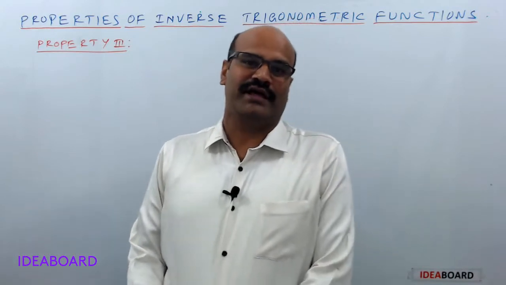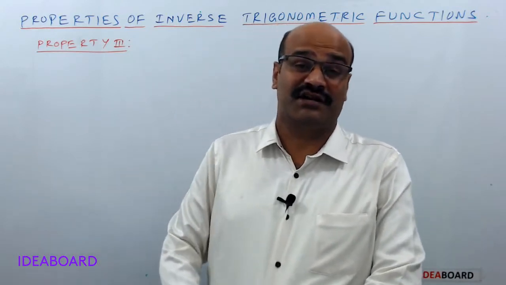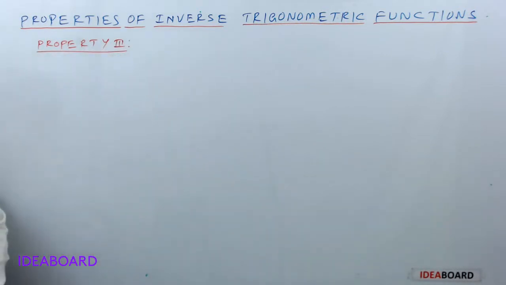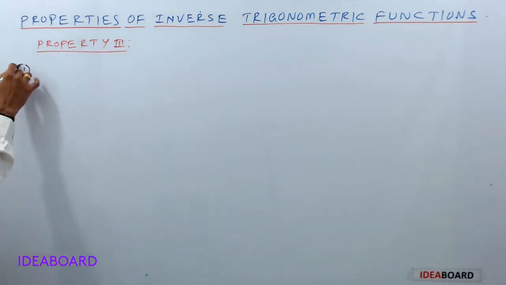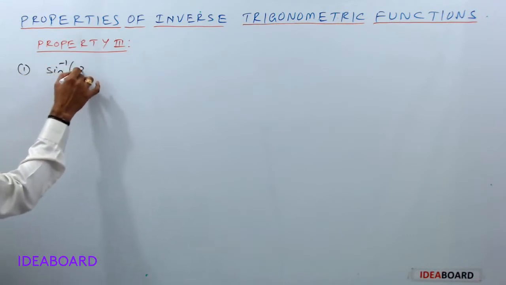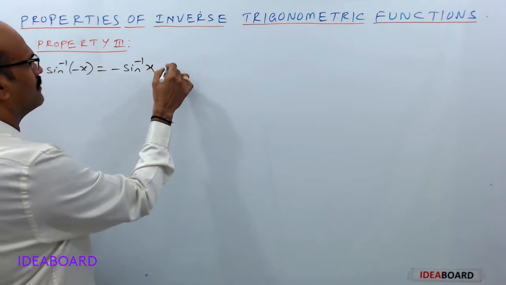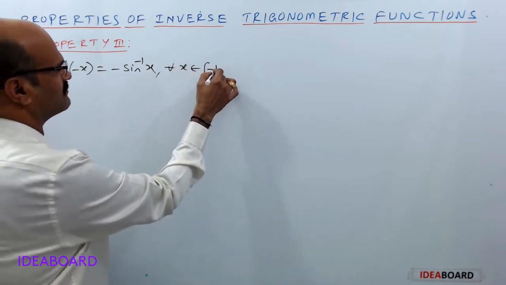Hi students, today I am explaining the properties of inverse trigonometric functions. Property 3. First, sin inverse of minus x equal to minus sin inverse of x for all x belongs to minus 1 to plus 1.